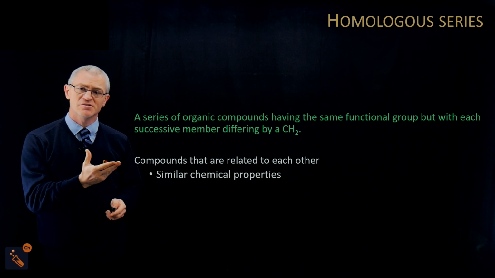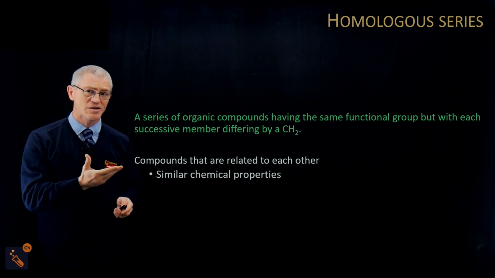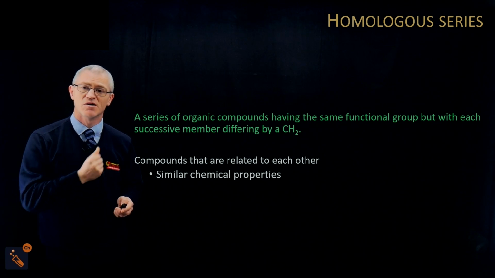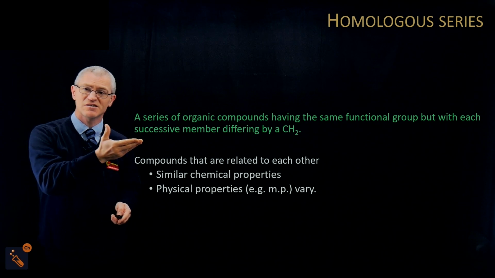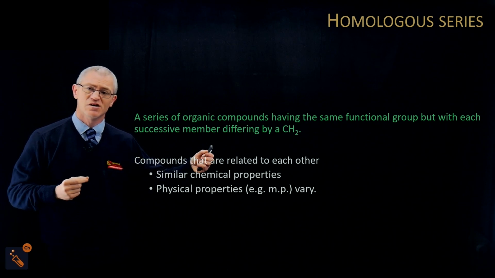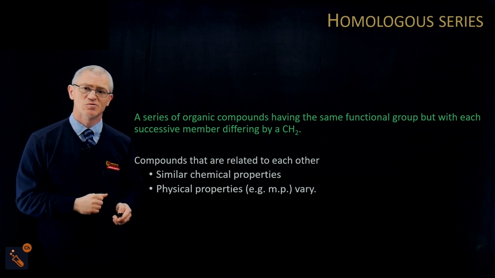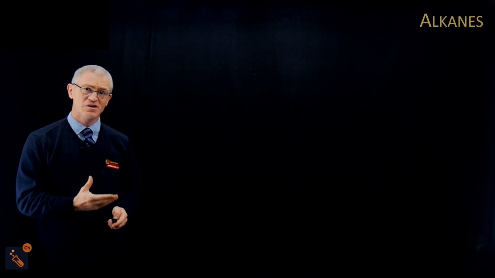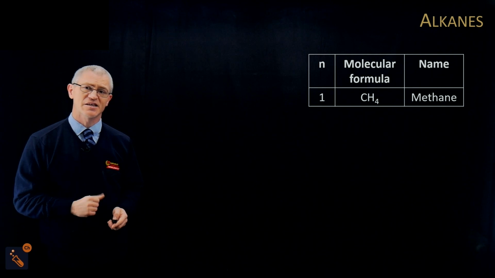Now those compounds are related to each other in that they have similar chemical properties. And those similar chemical properties are due to the fact they have the same functional group, but their physical properties vary because their size is varying, because they're getting larger and differing by that CH2. And we'll go over that in a little bit more detail as we consider our first functional group. So our first kind of homologous series is alkanes.